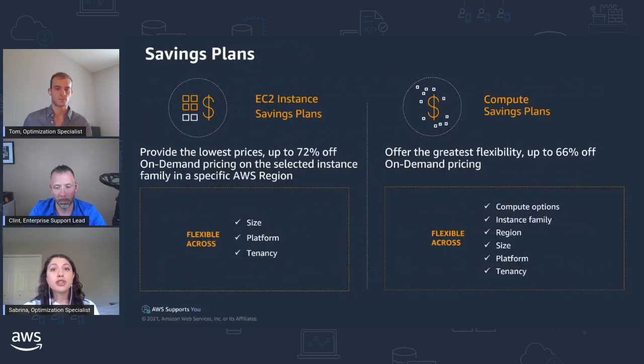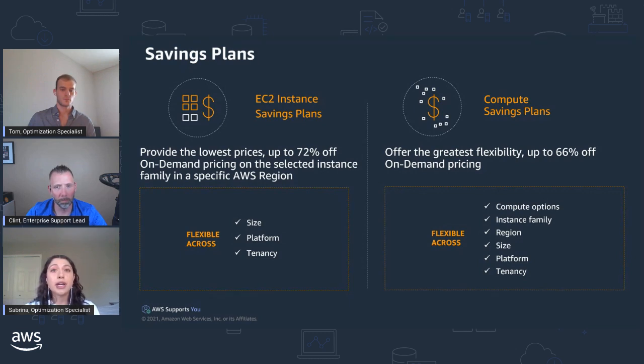Savings plans, as I mentioned, are a discounted rate on top of resources that are running steadily. With a savings plan, you're committing to a specific dollar per hour value for 1 or 3 years. This commitment has 3 different payment options: all upfront, partial upfront, or no upfront. And there are 2 different types of savings plans for compute workloads. The first is EC2 instance savings plans, which are going to offer you the greatest percent of discount, with savings up to 72% compared to on-demand.